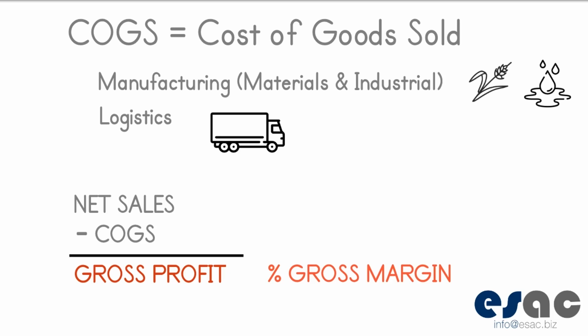When we take net sales and deduct the cost of goods sold, we obtain gross profit. Gross profit will help us analyze the efficiency of our production and sales process. Gross margin is the percentage representation of gross profit to sales.